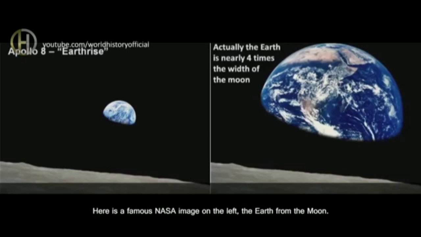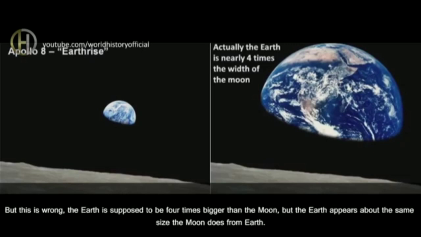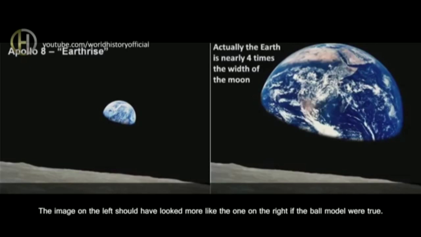Here is a famous NASA image on the left, the Earth from the moon. But this is wrong. The Earth is supposed to be 4 times bigger than the moon, but the Earth appears about the same size the moon does from Earth. The image on the left should have looked more like the one on the right if the ball model were true.